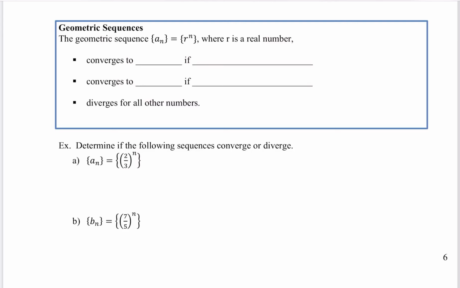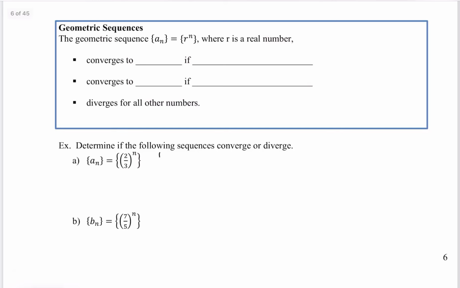Okay, let's take a look at these two examples, and then we'll go in reverse and talk about the summary up there for geometric sequences. All right, so suppose we have this sequence, first one, part A. Suppose we have the sequence of 2/3 to the n.